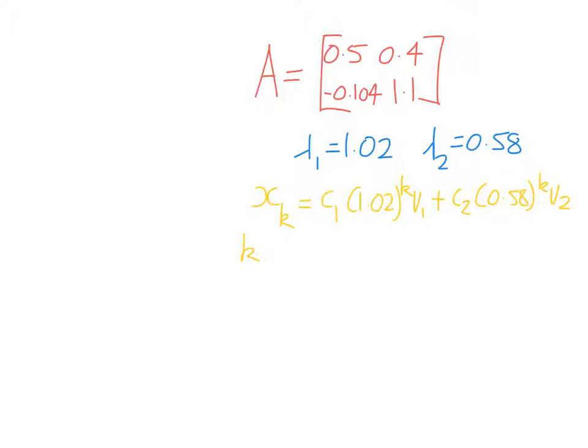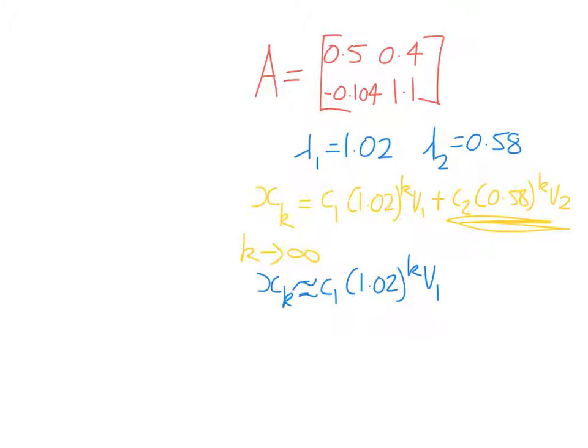So as k approaches infinity, what's going to happen? This here will get to 0 pretty fast. And then we'll just be left with xk is equal to c1 times 1.02 to the power of k times v1. So I guess I should say that's approximately equal, because this won't equal 0. It will just get close to 0 very quickly, closer and closer to 0. Now it turns out that the eigenvector associated with the eigenvalue 1.02 is (10, 13). So this C1 doesn't really matter that much. We don't really need to find it in this.